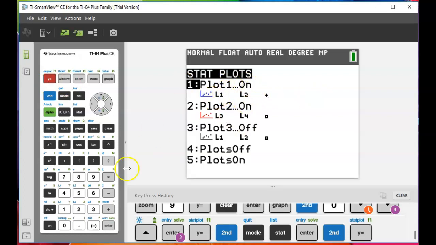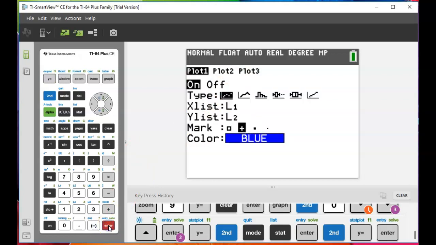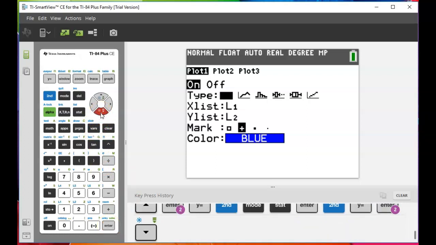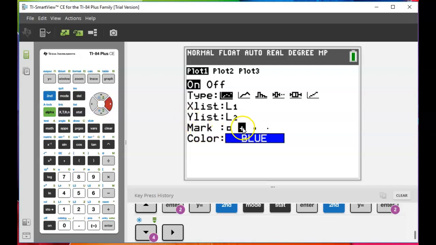and notice I've already turned these on, but normally they're in the off position. So if I go to the first plot here, I'm going to press enter to turn that on. We're doing a plot here, so we're going to use this one, the first graph there. My X list, I want to use L1. My Y list, I want to use L2. And I decided to use a little plus symbol in order to mark those points on the graph. And I would have the option of giving them a color, which not all these TI-83, 84 calculators will do, but if you do, give it a color.